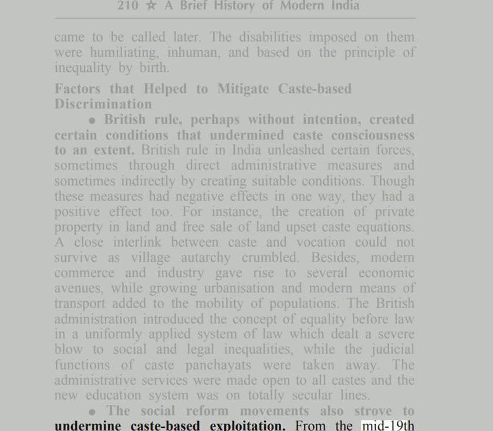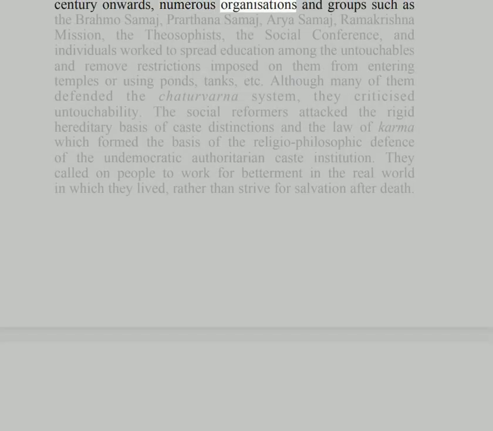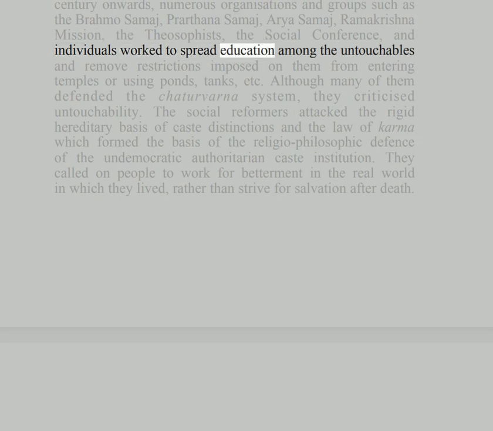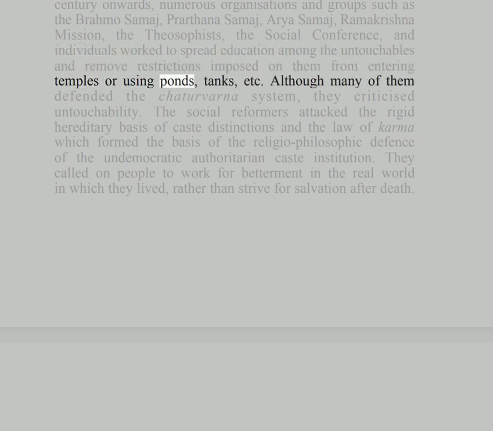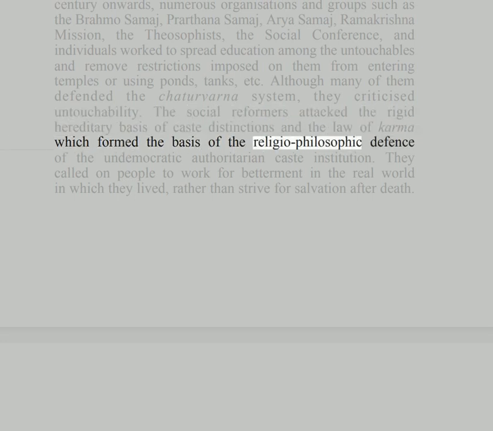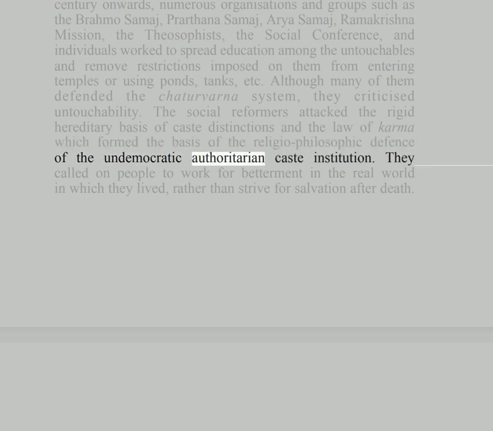From the mid-19th century onwards, numerous organizations and groups such as the Brahmo Samaj, Prarthana Samaj, Arya Samaj, Ramakrishna Mission, the Theosophists, the Social Conference, and individuals worked to spread education among the untouchables and remove restrictions imposed on them from entering temples or using ponds, tanks, etc. Although many of them defended the Chaturvarna system, they criticized untouchability. The social reformers attacked the rigid hereditary basis of caste distinctions and the law of karma which formed the basis of the religio-philosophic defense of the undemocratic authoritarian caste institution.